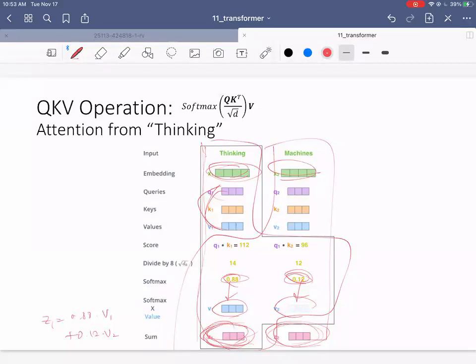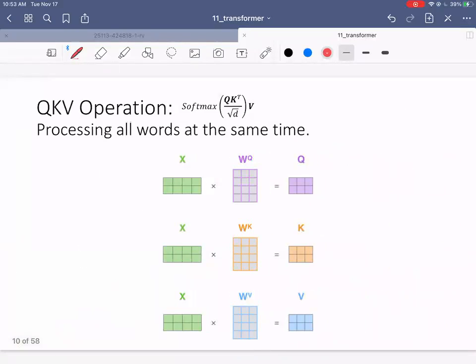If you do attention for "thinking" and then "machines", that's basically going back to the for loop again. So what you want to do is parallelize them by using a vectorized format. This is the first word, thinking, and this is the second word, machines. You stack them together like a matrix, and then multiply them with WQ, WK, WV in order to get Q1. So this is Q1, this is Q2, this is K1, this is K2.